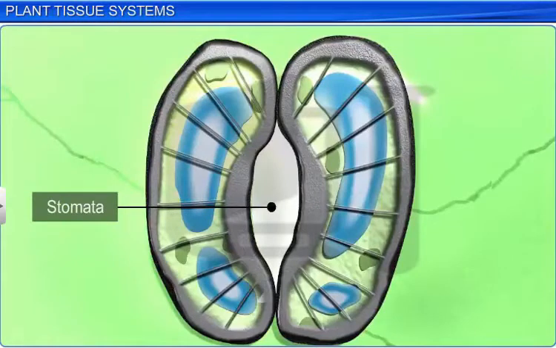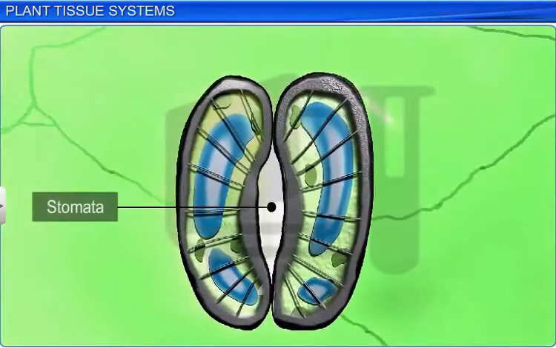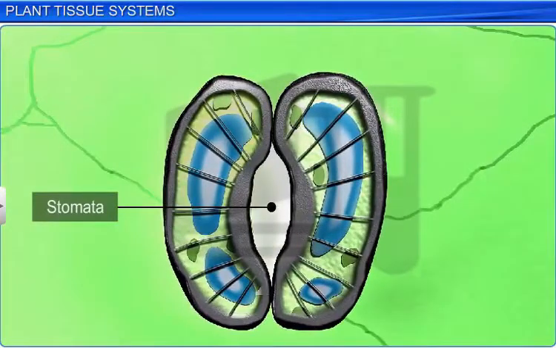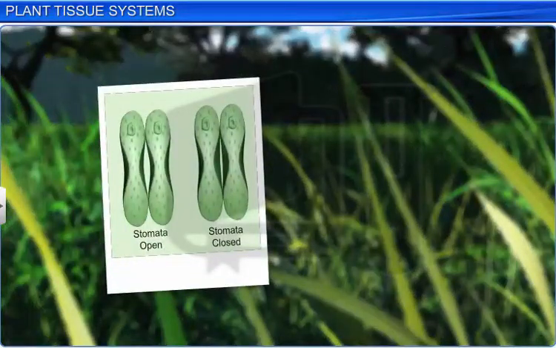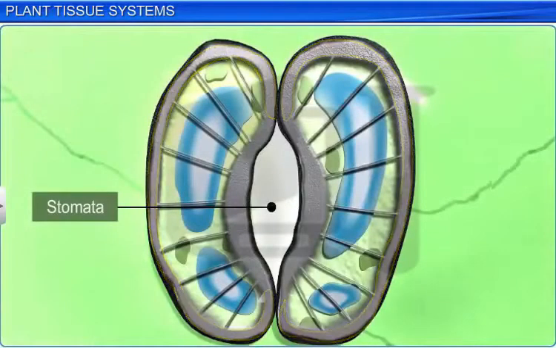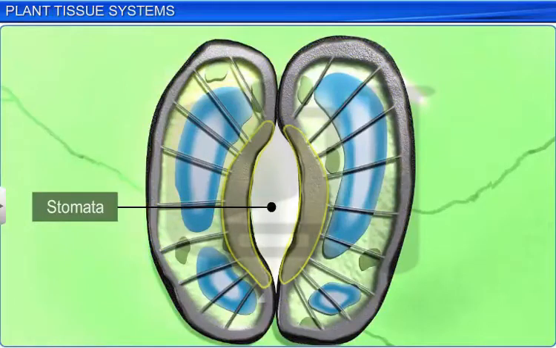Each stoma consists of two bean-shaped cells called guard cells. Guard cells contain chloroplasts and regulate the opening and closing of a stoma. In grasses, the guard cells are dumbbell-shaped. The outer walls of the guard cells, which are away from the stomatal pore, are thin, while the inner walls, which are towards the stomatal pore, are very thick.